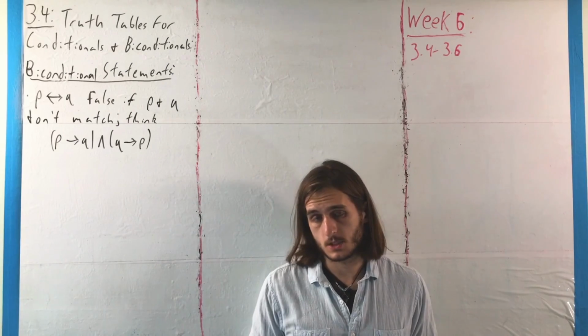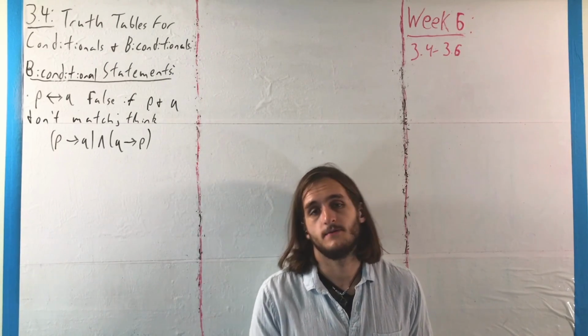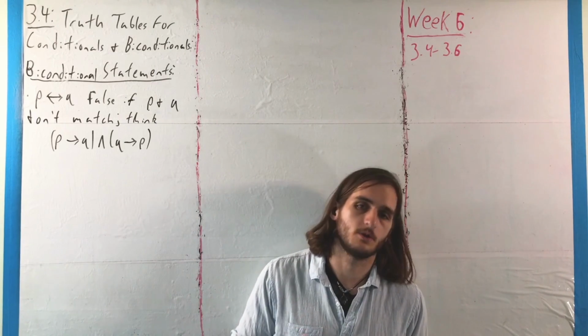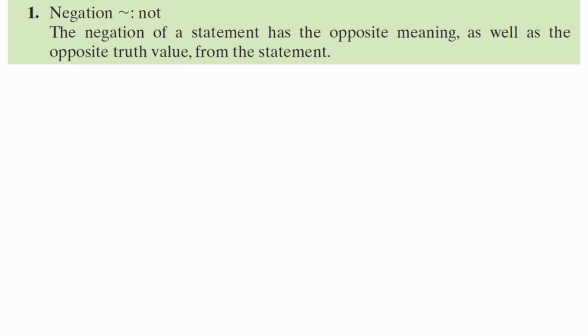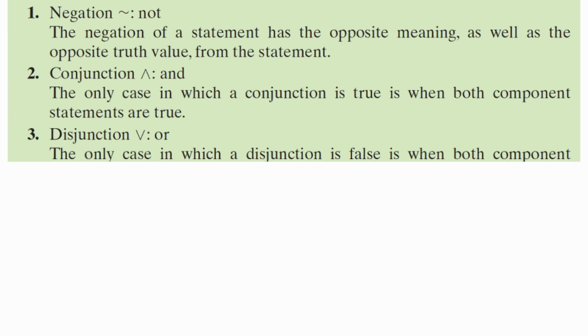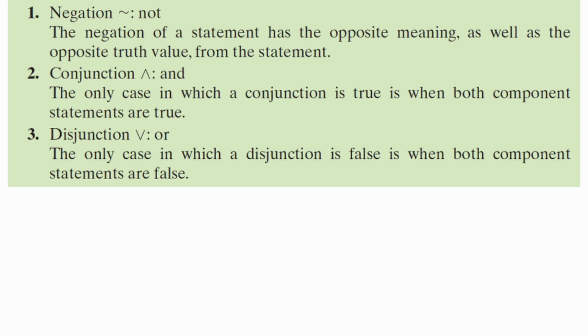So to recap what we've seen so far, we essentially have 5 cases that we can talk about with our notation and with our tables. First, we have the most basic case, the negations, where the negation of a statement is essentially its opposite, so it has both the opposite meaning and the opposite truth value. Then we have conjunctions and disjunctions, where a conjunction is only true if both are true.